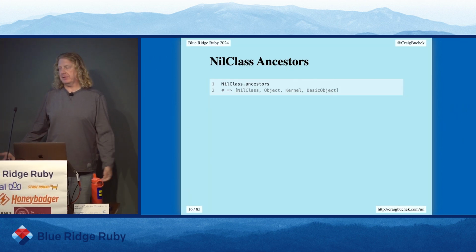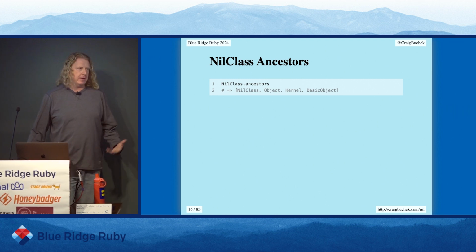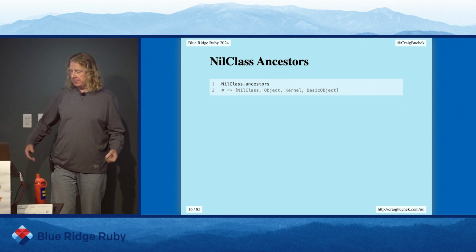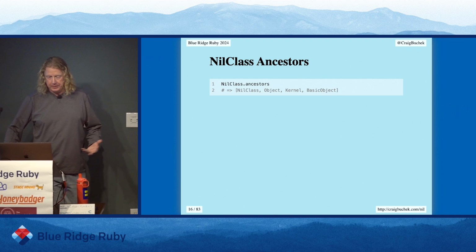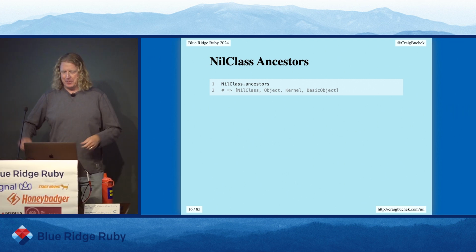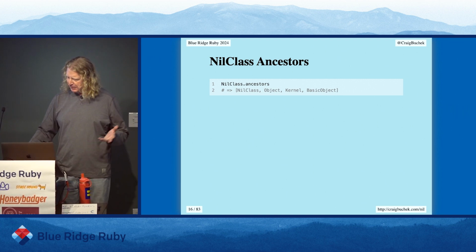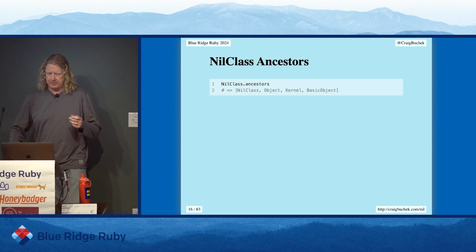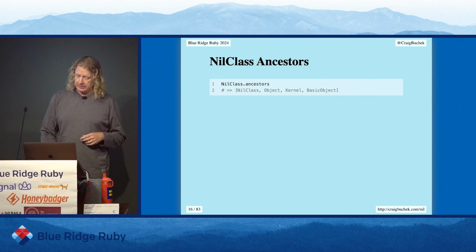So nil class is a direct descendant of the object class. Most classes in Ruby inherit from object. The kernel and basic object are beyond the scope of this talk, but they're interesting. I actually have notes in the presenter notes if you want to read a little more about that.